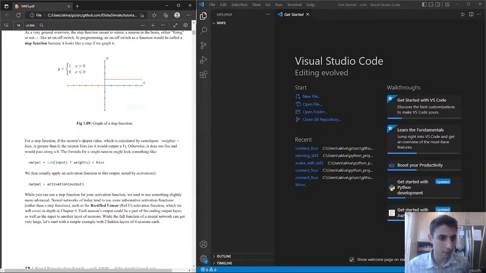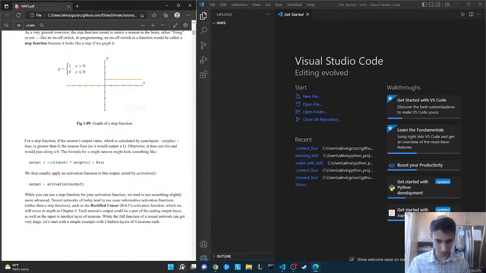Great. For a step function, the neuron's output value is calculated like this. Here is an example of a neuron's output. It's the sum of all the inputs times their respective weights. So you have all these inputs, 1, 2, 3, 4, 5, and each one of them has a weight. Maybe I could draw this actually, that might be helpful.